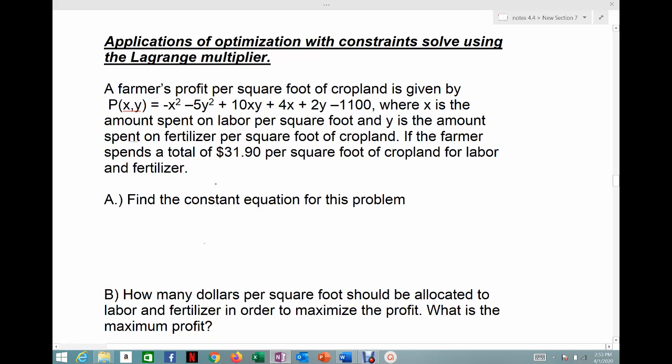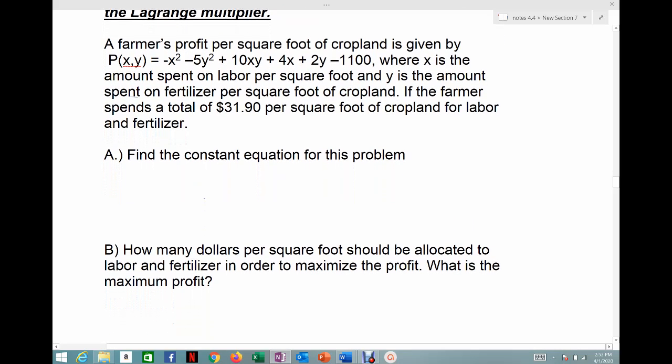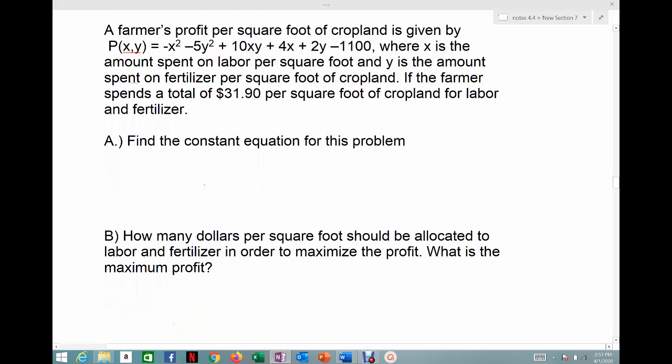Alright, so in the last set of notes, I set up this new method, section 7.5, applications of optimization with constraints. We're going to solve these using the Lagrange multiplier, and again, I use the Lagrange equation, which, make sure you know, is different than what the book does. My method is slightly different to what the book does.